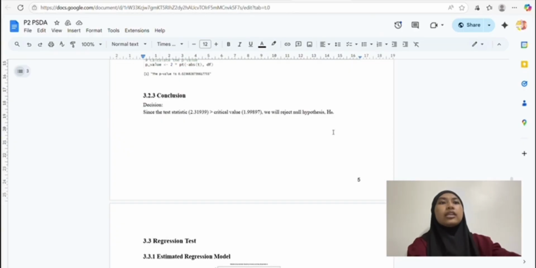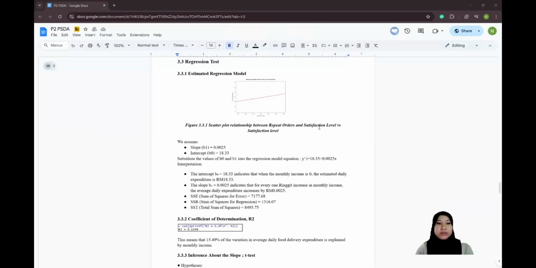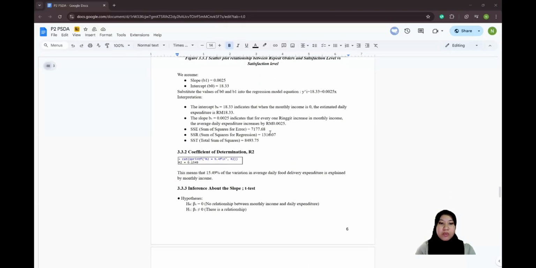Thank you. In this analysis, we aim to investigate the relationship between an individual's monthly income and their daily expenditure on food delivery services in the post-pandemic period. Understanding this relationship can help businesses and policymakers comprehend spending behavior in the food delivery sector. We performed a simple linear regression where the independent variable X is the monthly income and the dependent variable Y is the daily food delivery expenditure.